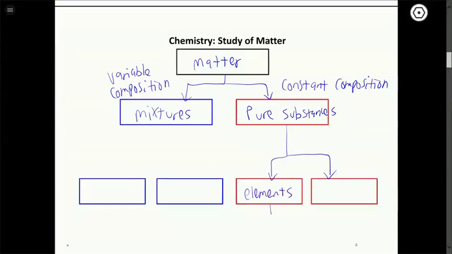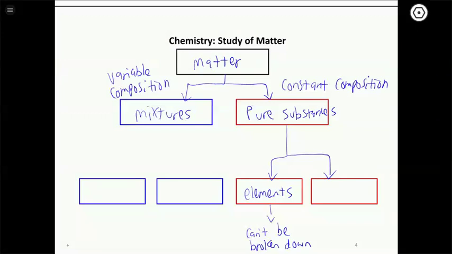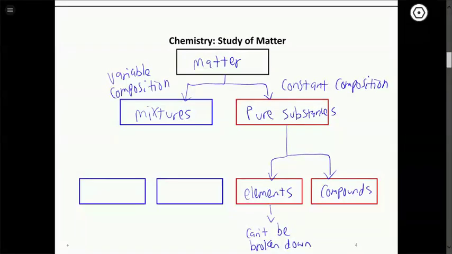And these are substances that cannot be broken down further into simpler substances, at least not by chemical means. All right, so that's sort of the simplest substance. And then when you combine two or more elements together, you get what are called compounds. Now these are still pure substances, so every compound is going to have constant composition, H2O being an easy example that we've already talked about.